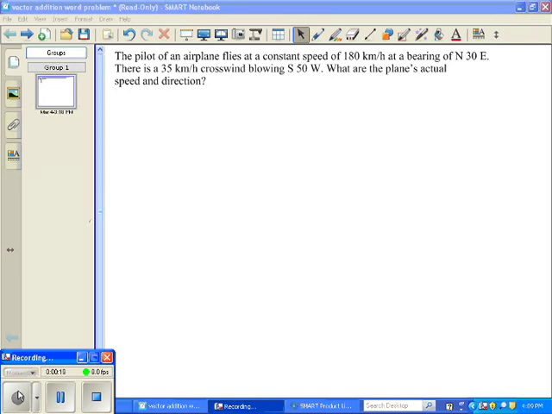Okay, so this is a vector addition problem, but we want to start with each individual vector and then put the information together. So let's draw the diagram for the airplane.